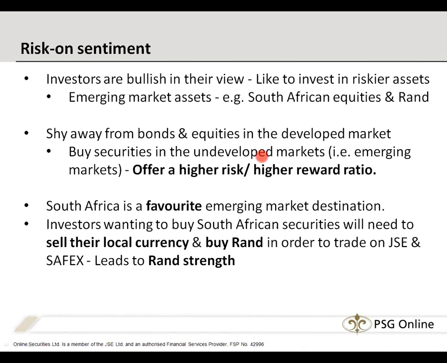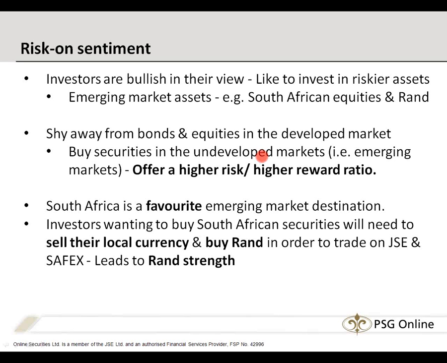Okay, let's move on. We spoke just now about risk on sentiment. This is where, remember, investors are bullish. Risk on, I'm bullish. I want to invest in riskier assets. So obviously emerging market assets like South African equities, or the JSE, are in demand, but also the rand, because I have to convert my dollars into rand. So risk on or a bullish view is good for a stronger rand.